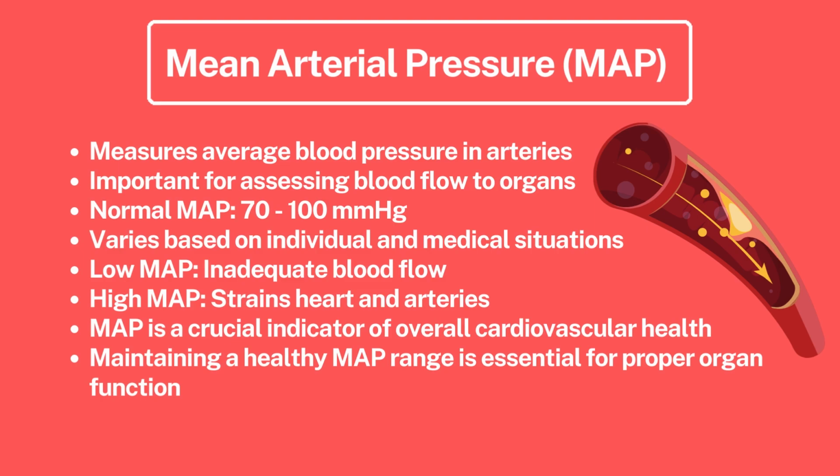When MAP drops too low, it's a sign of inadequate blood flow. On the other hand, a high MAP can strain the heart and arteries and could lead to other health conditions, which we will go over later on. So, why does this all matter? Because MAP is a crucial indicator of your overall cardiovascular health. Maintaining a healthier MAP range is essential for ensuring your organs, again, function properly.